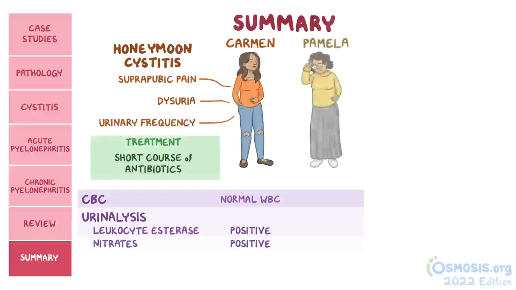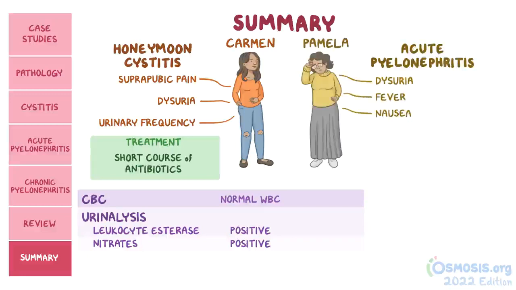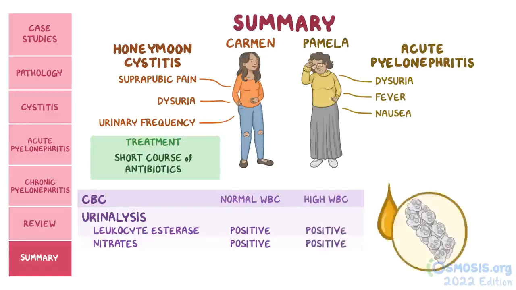On the other hand, Pamela has acute pyelonephritis that presented with some of the symptoms of cystitis, like dysuria, but she also has systemic symptoms, like fever and nausea. Her white blood cell count was high, and there were white blood cell casts in the urine, which confirms the diagnosis. In her case, she will need a longer course of antibiotic treatment.